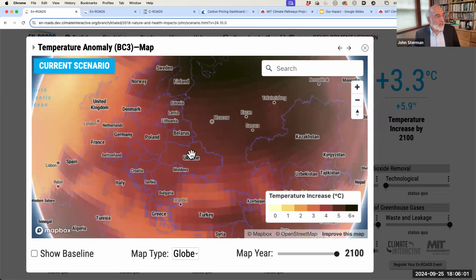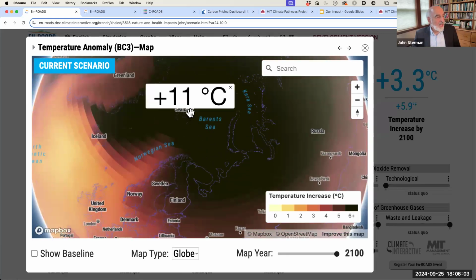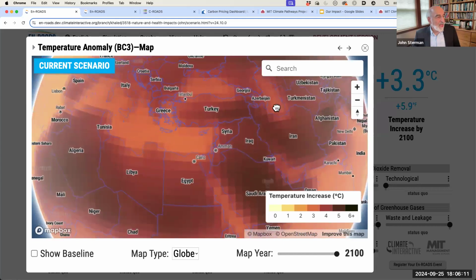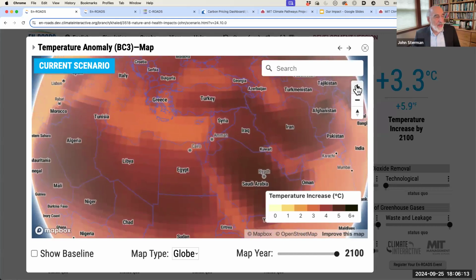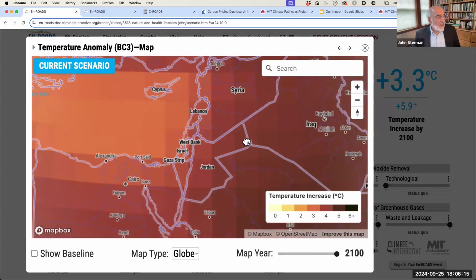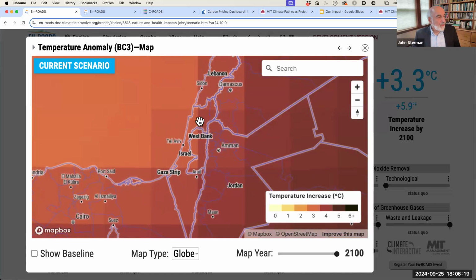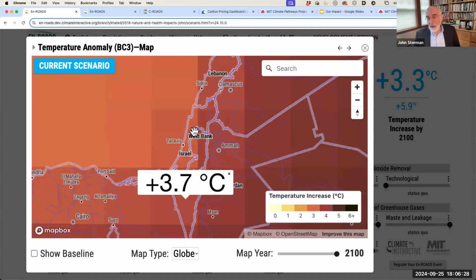And so for example, here you see 11 degrees C in the Arctic. That's, of course, the result of Arctic amplification. But let's come and look at Israel. So let me come back down here. 3.3 average. And so you folks are down here now, right? So 3.7, it's higher. And you all know why, right? The oceans don't warm as fast as the land.